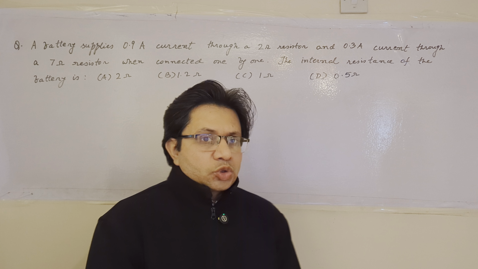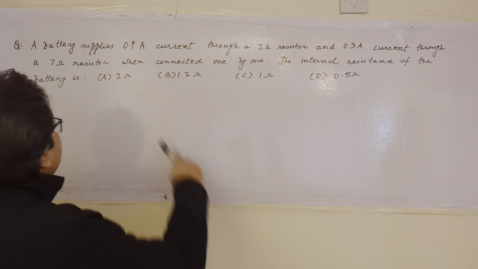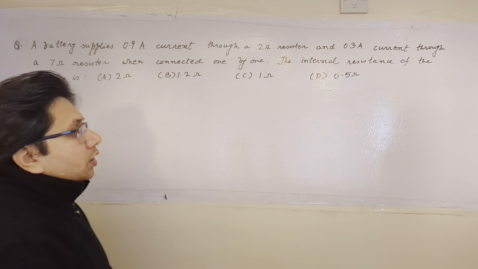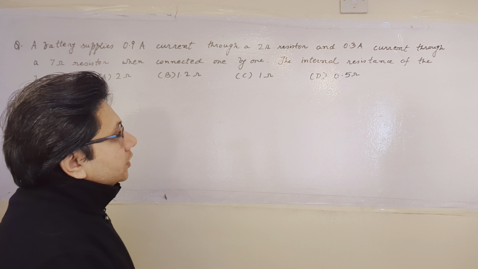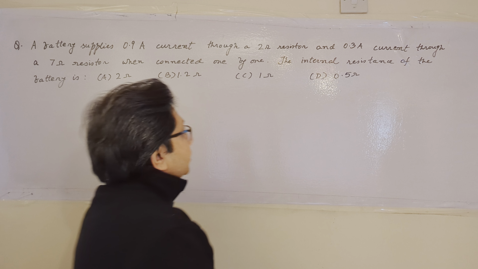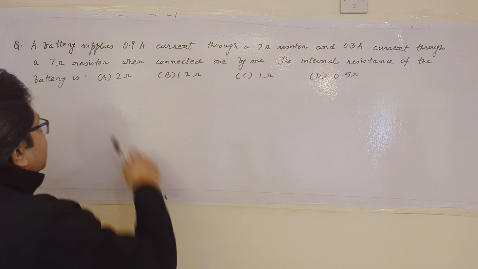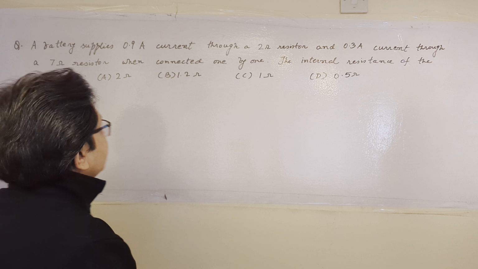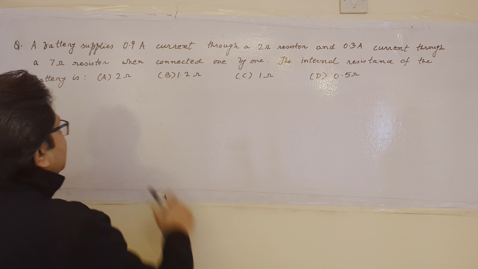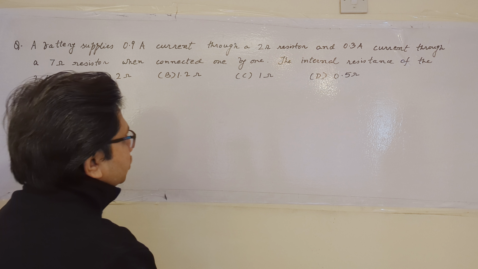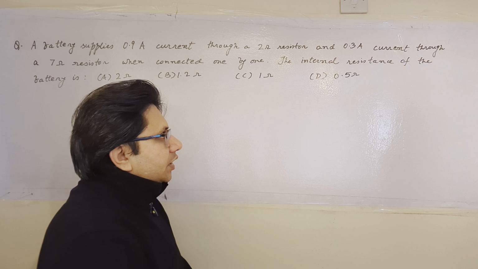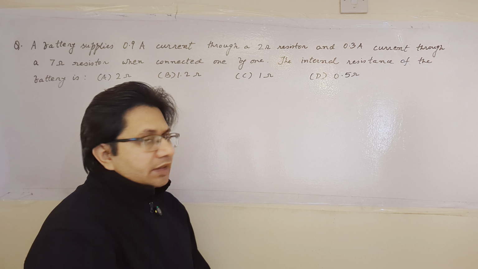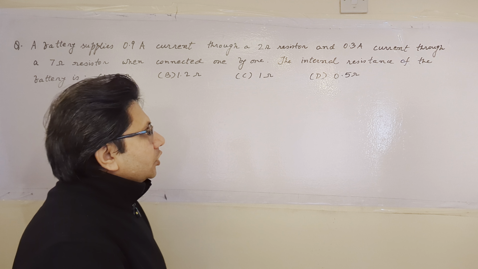Hello students, the question is: a battery supplies 0.9 ampere current through a 2 ohm resistor and 0.3 ampere current through a 7 ohm resistor when connected one by one. The internal resistance of the battery is: option A 2 ohms, option B 1.2 ohms, option C 1 ohm and option D 0.5 ohms.